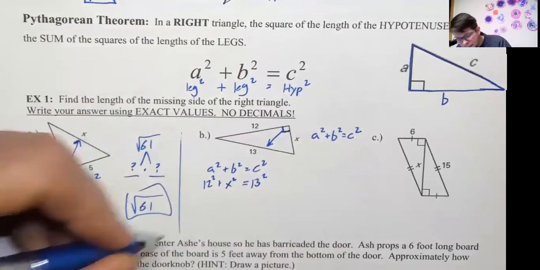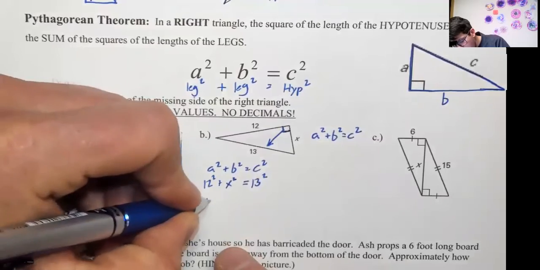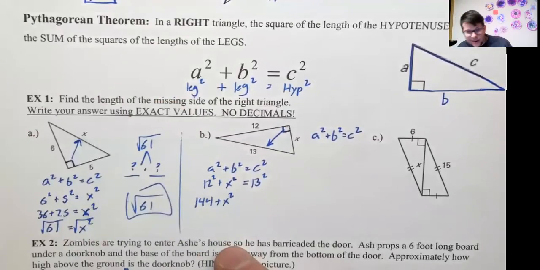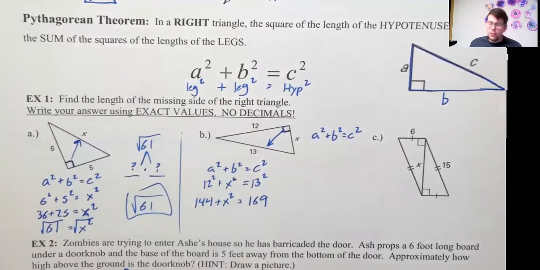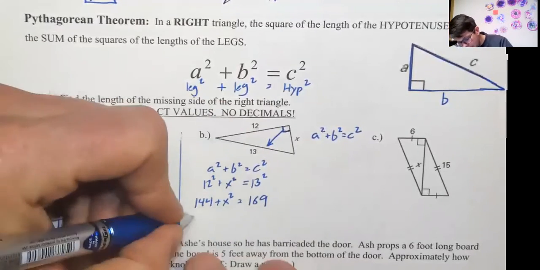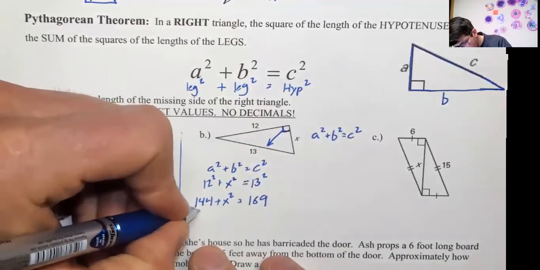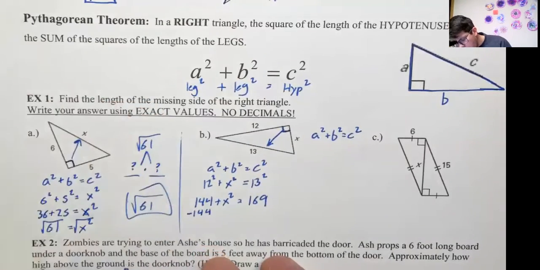Now I'm going to square as many things as I can. 12 squared is 144. X squared is unknown. And 13 squared is 169. I'm hoping that you're going to start to get used to finding these nice squares, and you won't have to reach for your calculator very often.